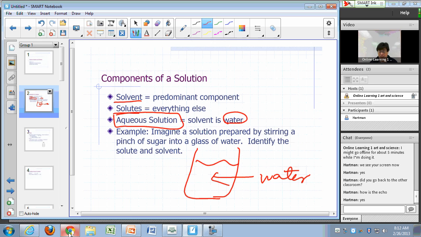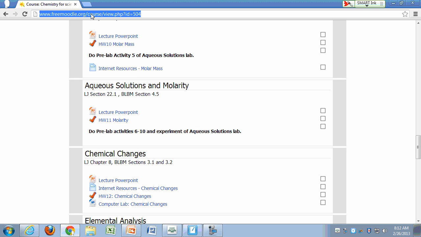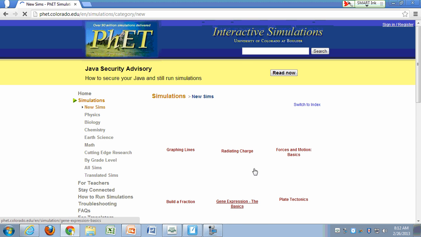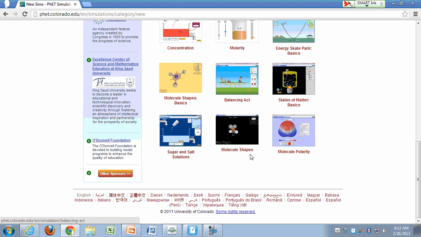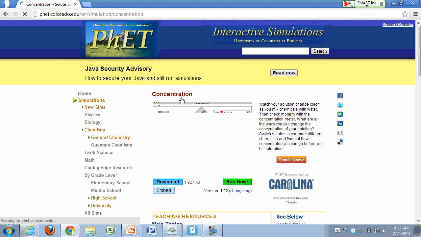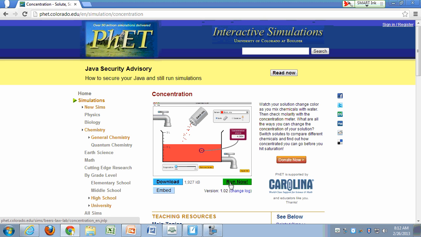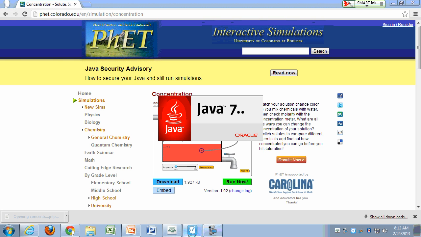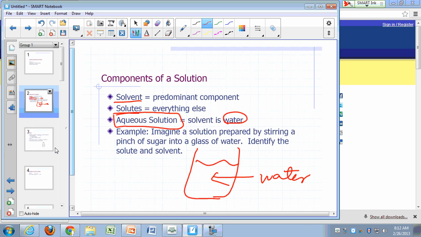Let me see if I can show you an animation of that. Go to phet.colorado.edu. And you go to, oh, we've seen this before. Here's salt and sugar solutions. Let me bring up one that involves molarity. Okay, while that's loading, let's just continue.